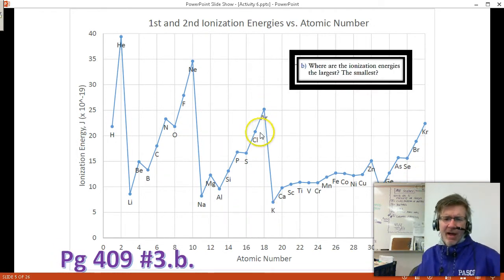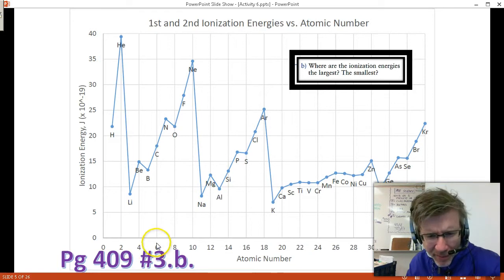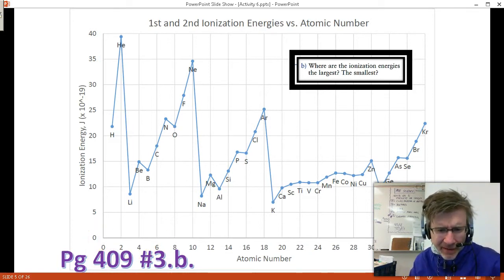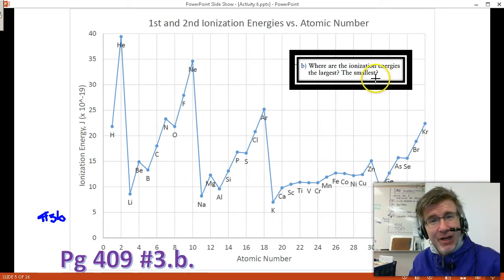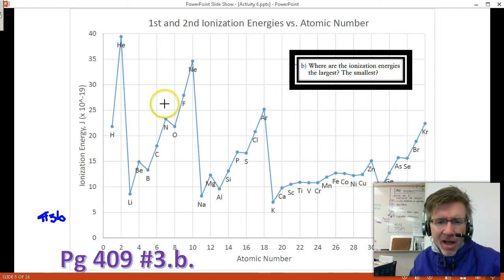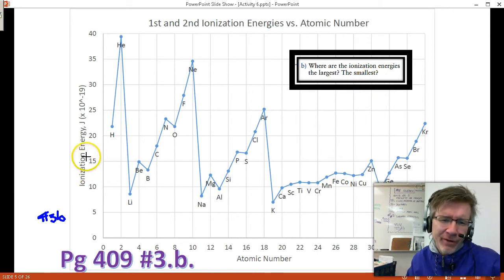All right, page 409, question number 3B. Write this on your paper: number 3B, where are the ionization energies the largest? Say that with me, ionization energies. Here on the vertical axis, you've got ionization energy in joules, and the largest one is over here, helium. So let's just circle that one real quick.